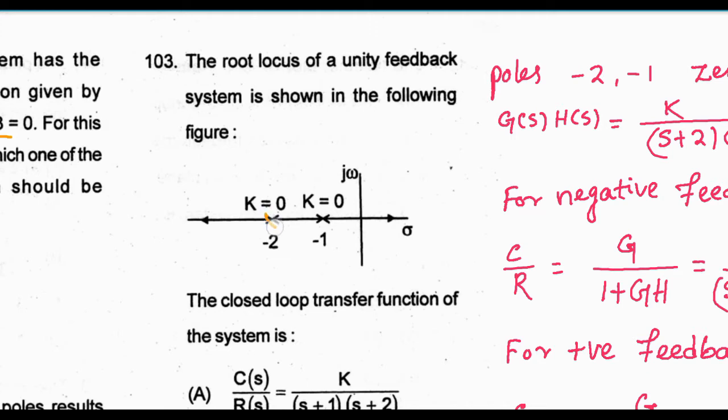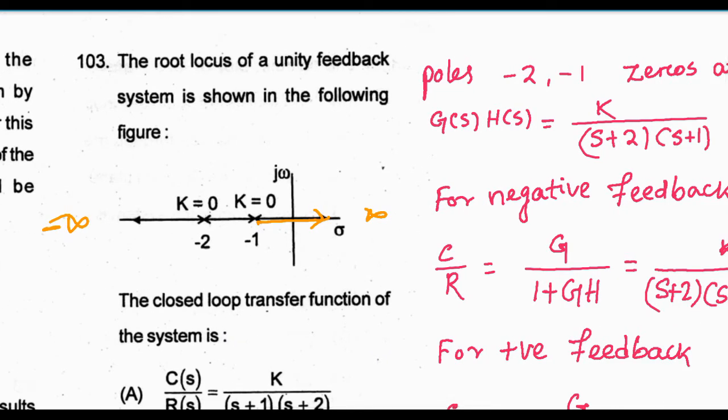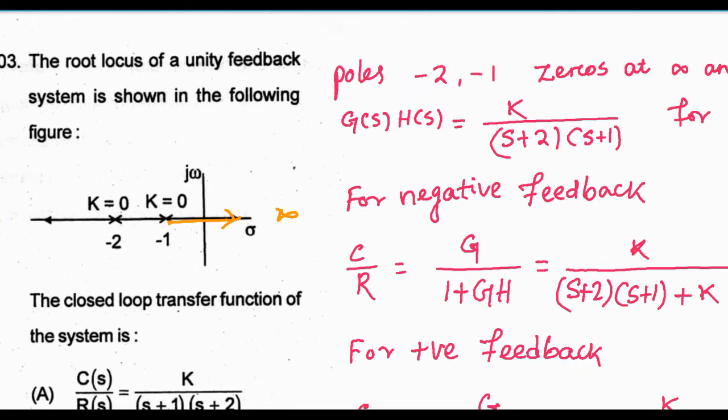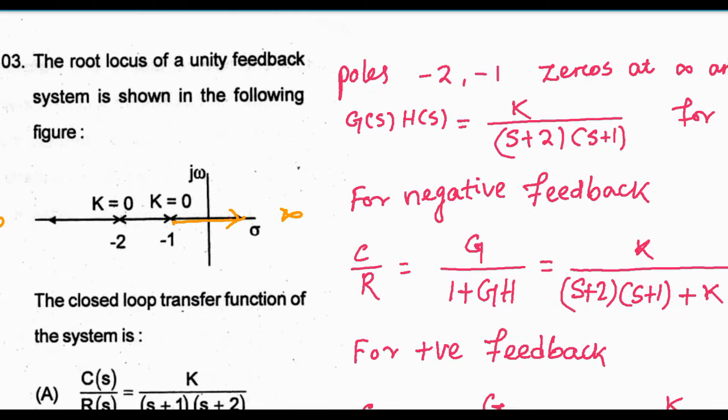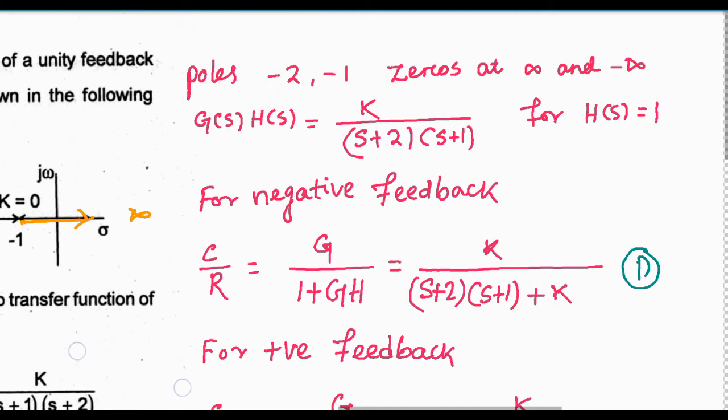Here two poles are given, -2 and -1, and the directions from the poles to zeros are considered: one zero is at plus infinity, another is at minus infinity. So here we have to find out the transfer function. Poles are -2 and -1, and zeros are at infinity. So GSHS, that is the open loop transfer function, will be K by s plus 2 into s plus 1.